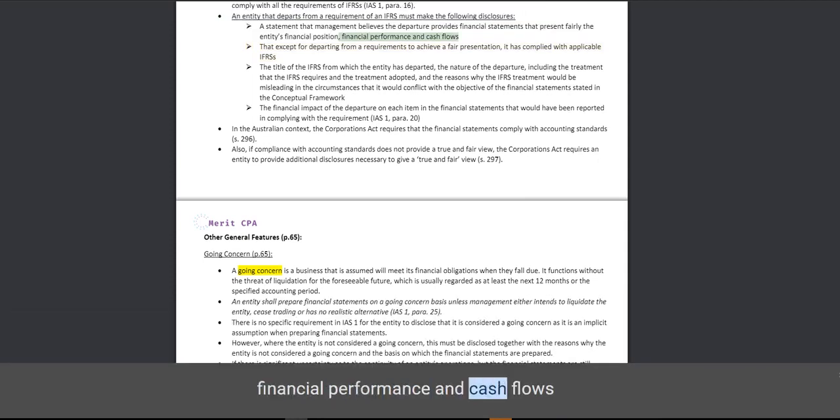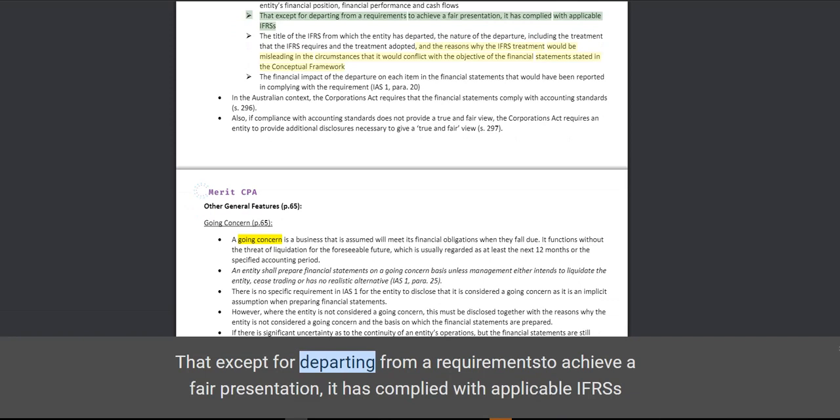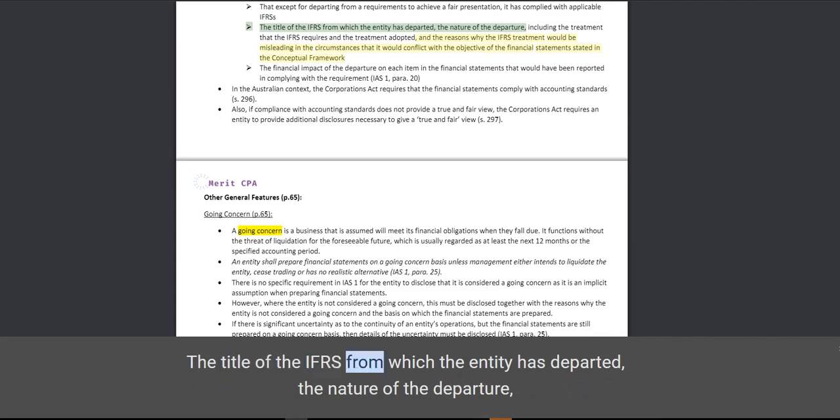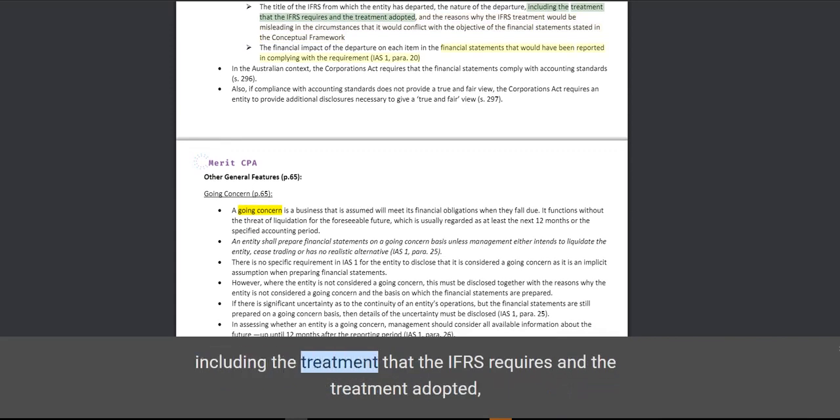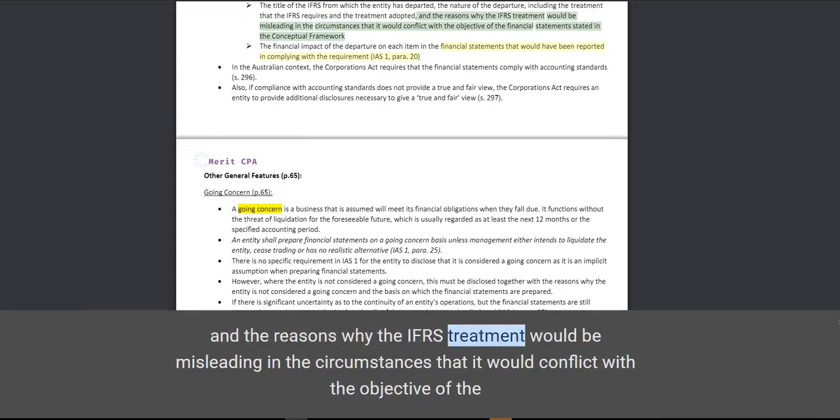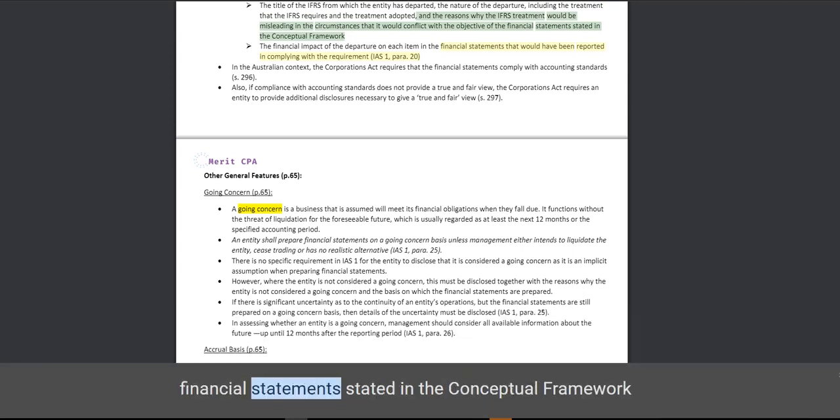Financial performance and cash flows. That except for departing from the requirements to achieve a fair presentation, it has complied with applicable IFRS. The title of the IFRS from which the entity has departed, the nature of the departure, including the treatment that the IFRS requires and the treatment adopted, and the reasons why the IFRS treatment would be misleading in the circumstances that it would conflict with the objective of the financial statements stated in the conceptual framework.